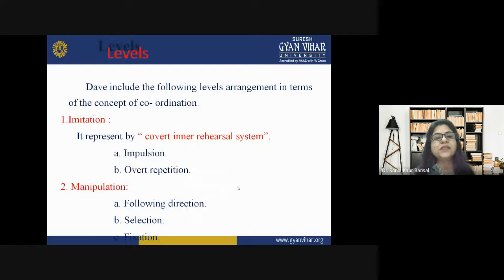Now, let's discuss the levels which are given by Dave. And Dave includes the following levels of arrangement in terms of coordination. So it's about imitation, first of all. It is represented by covert inner rehearsal, impulsion and overt repetition, manipulation, following direction, selection, and fixation.